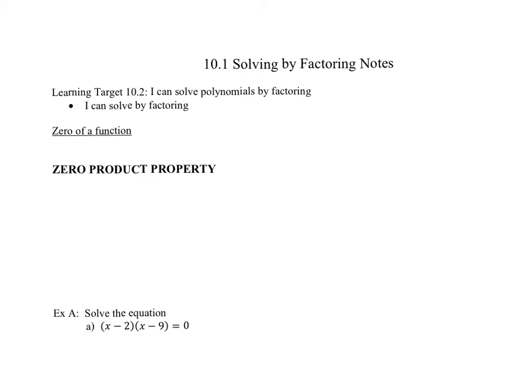So what we're going to talk about first is what we call the zero of a function. And the zero of a function is an x value that makes the function equal 0. That's why it's called the zero of a function, is what creates it to be 0.